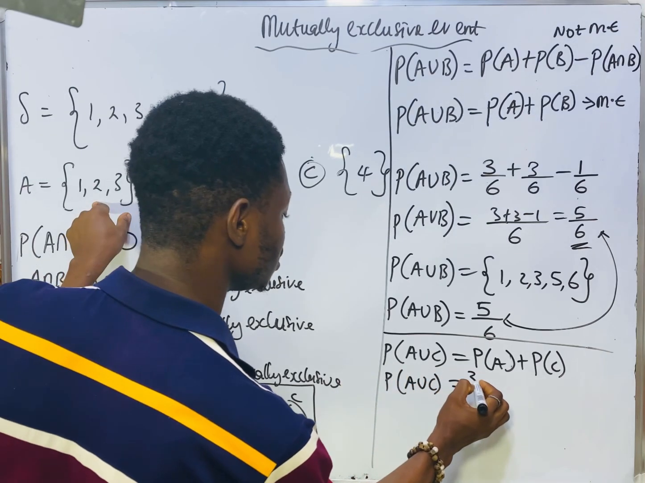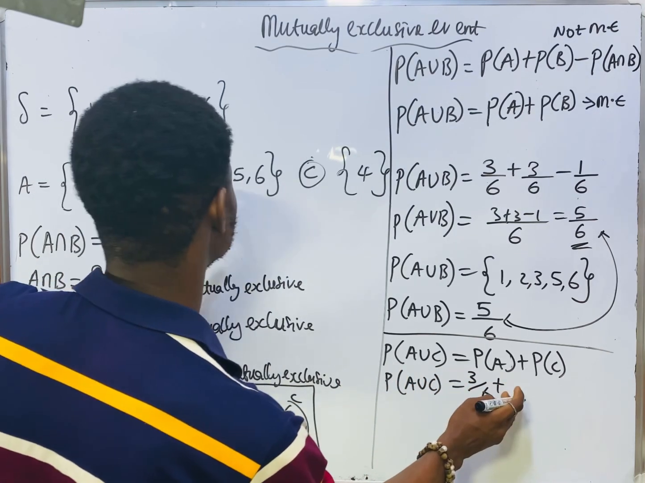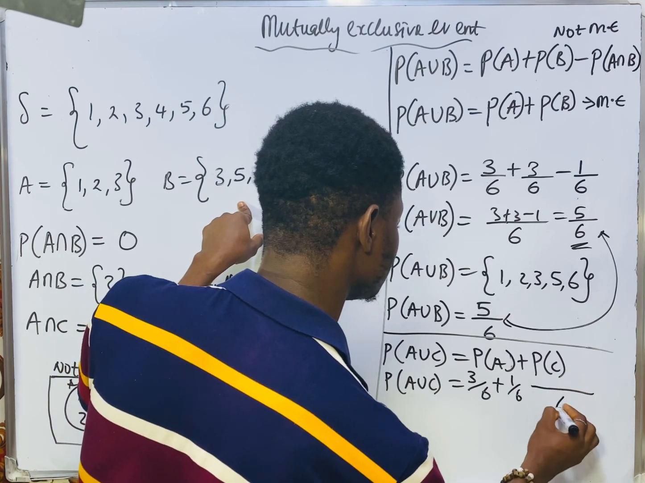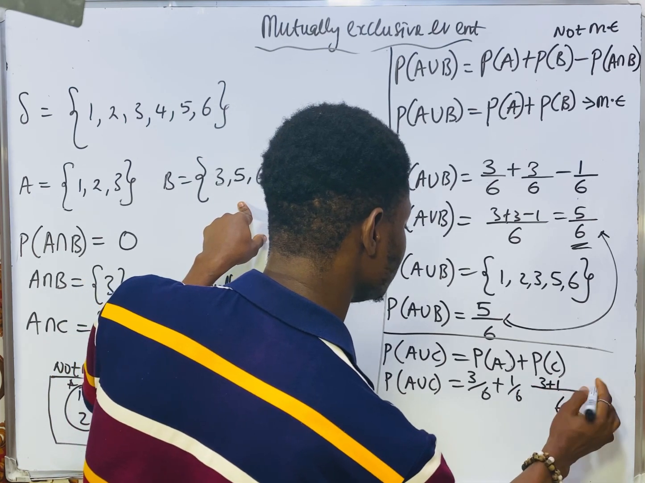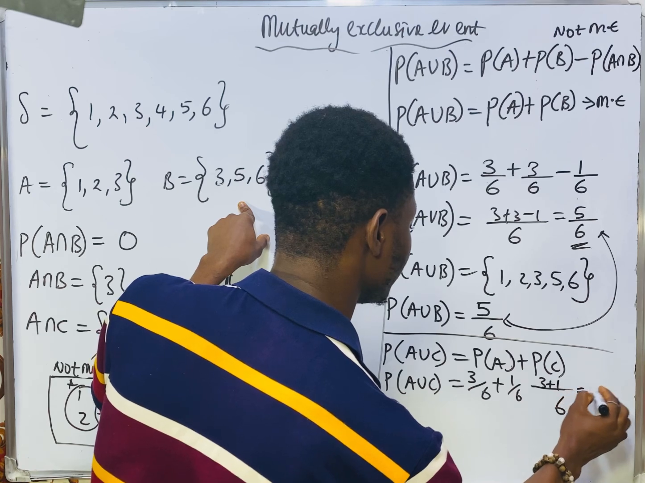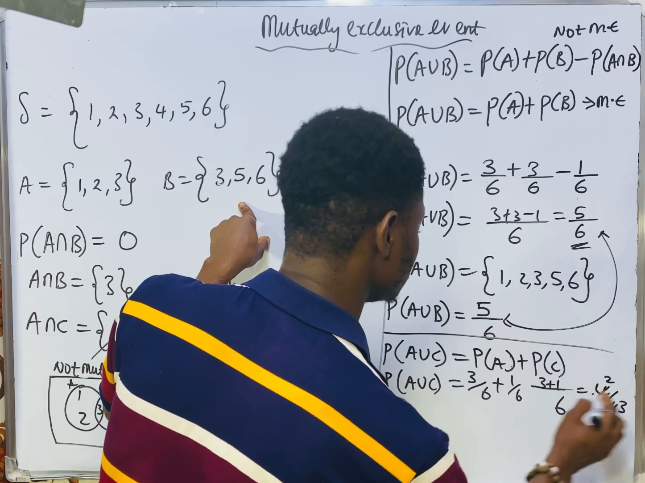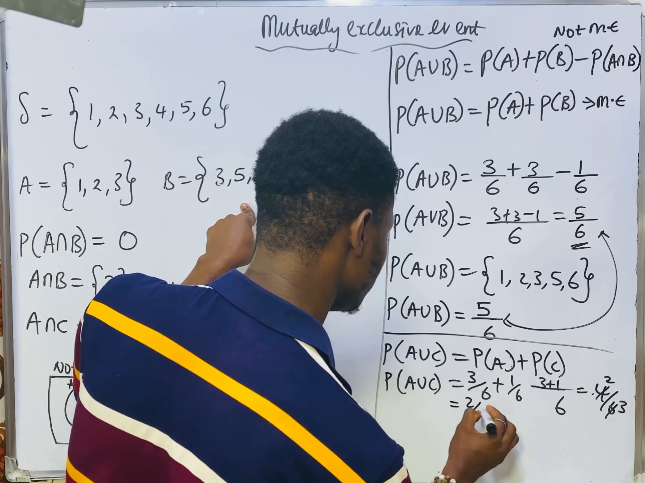So P of A union C will give us: probability of A is 3 over 6 plus C is 1 over 6. So we are going to have 3 plus 1, which is 4 over 6, 2 here, 1, 2 here, 3. So we are having 2 over 3, right?